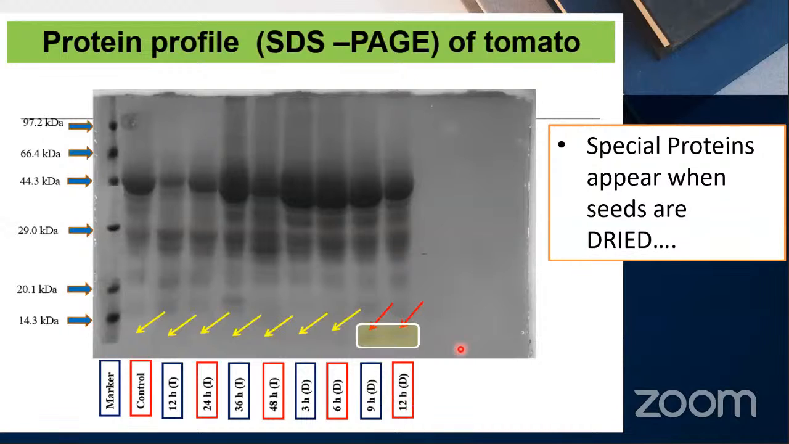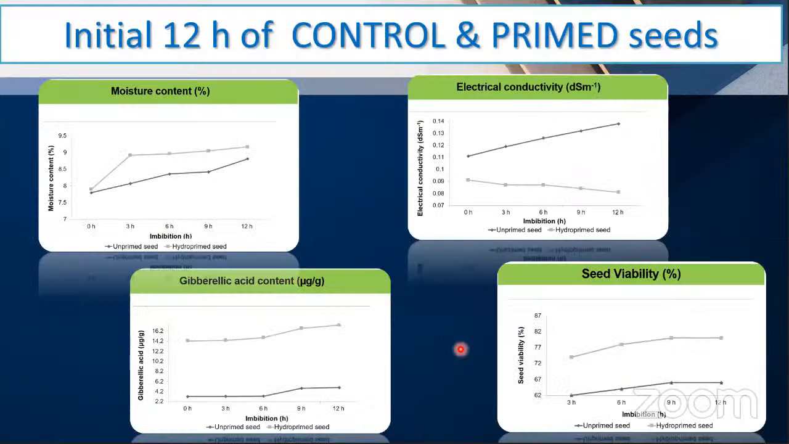So this research throws light on the importance of the dehydration phase, wherein the membrane organization happens, which results in lower electrical conductivity, and then gibberellic acid synthesis, then amylase activity, and protein profile. Everything culminates in higher vigour of a primed seed. That is the invigoration process.